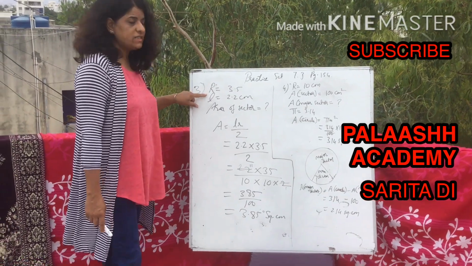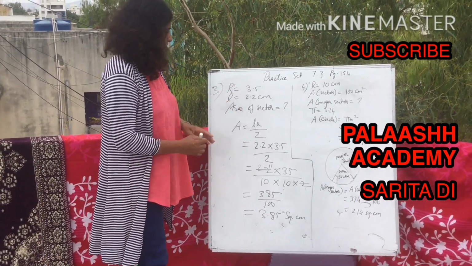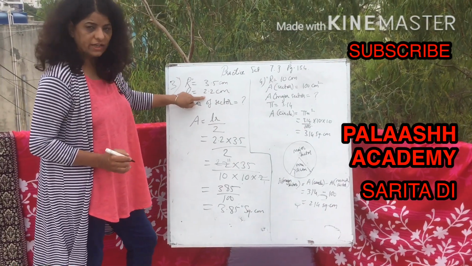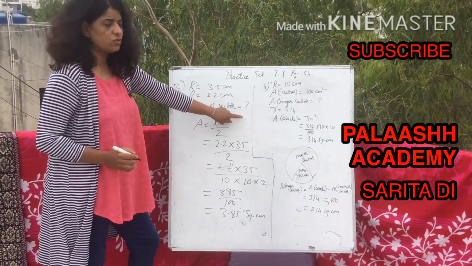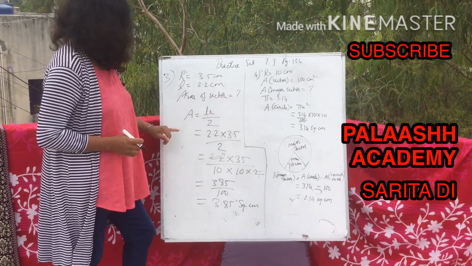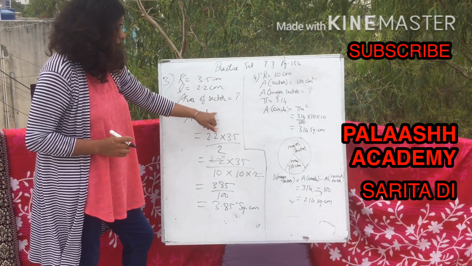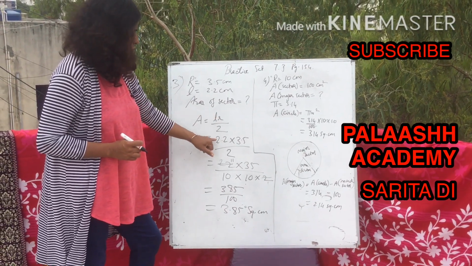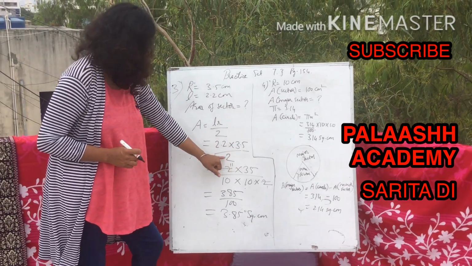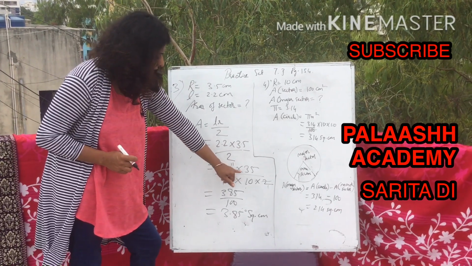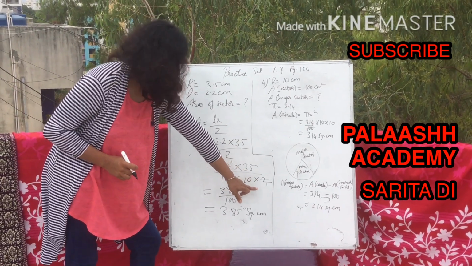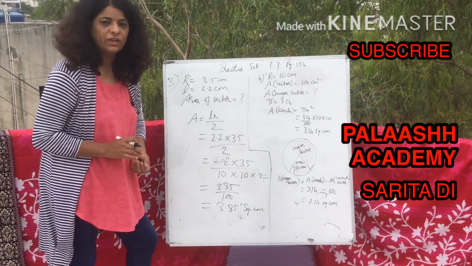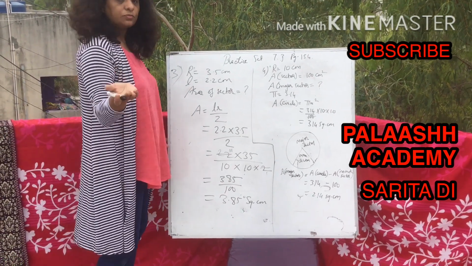Our question is: radius is given 3.5 centimeter. Length of the sector is given 2.2 centimeter. Area of sector you are supposed to find. I just explained to you the formula. If you know the length and radius, you can find out area. So area is equal to LR upon 2. So L is 2.2 and R is 3.5. Just put the values. 22 upon 10, 35 upon 10 into 2. So 2 11s are 22, just multiply, 385 upon 100. That gives you 3.85 square centimeter.